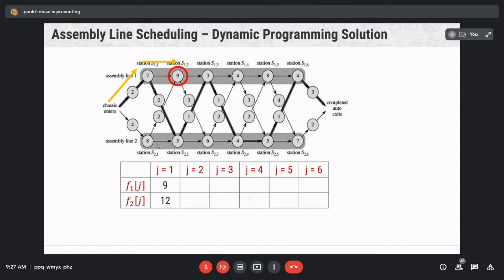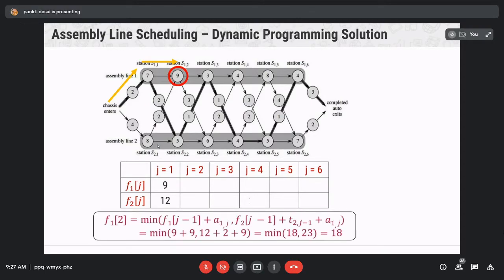So if assembly line scheduling follows this path, then the time required, where the value of j is greater than or equal to 2, uses which formula? Minimum of F1(j-1) plus A1j, comma, F2(j-1) plus T2(j-1) plus A1j. Now if the assembly line scheduling process follows this path, right?